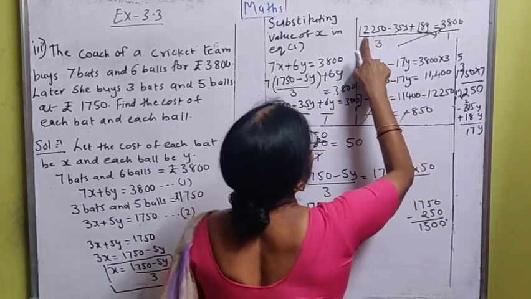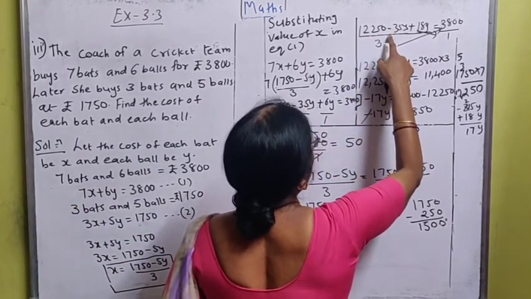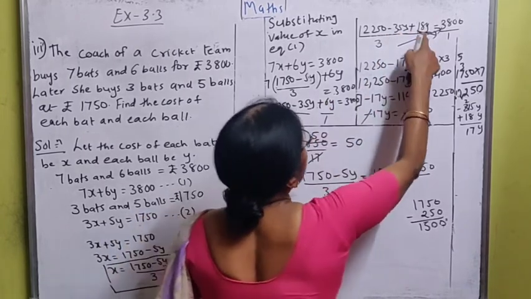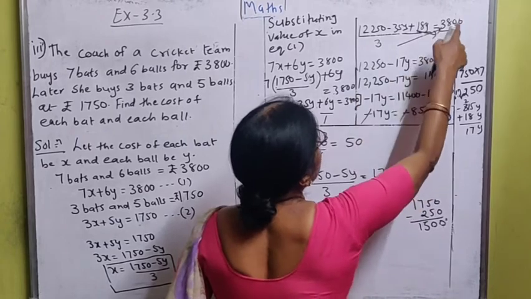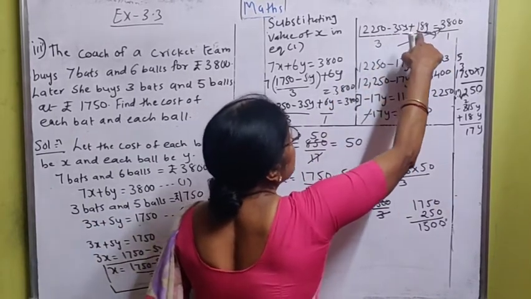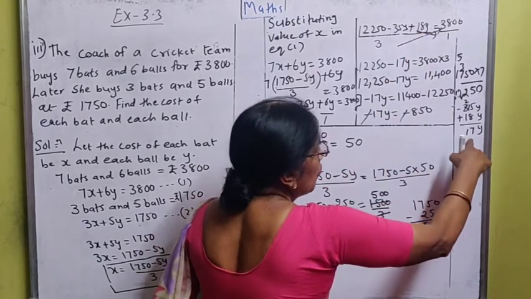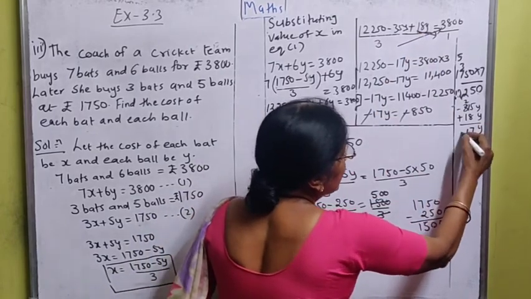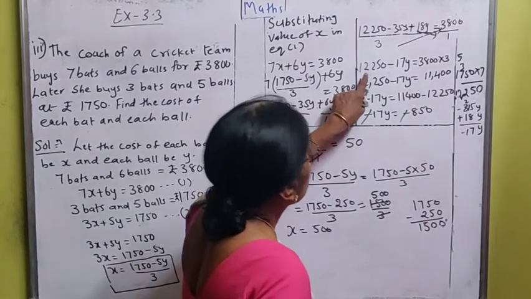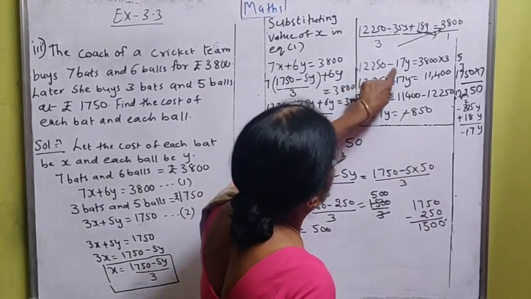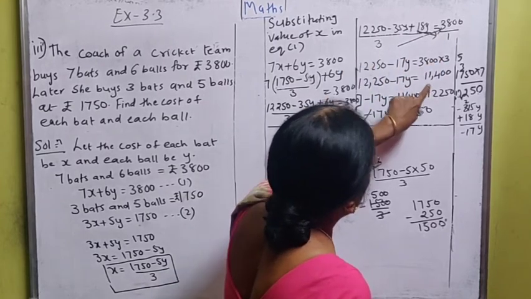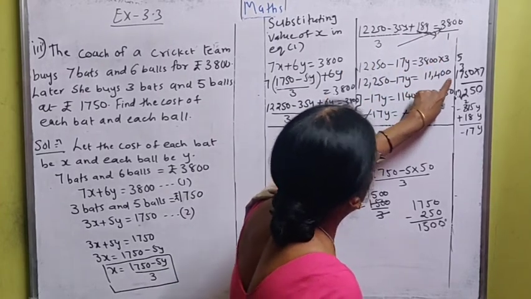So I got it as 12,250 minus 35y plus 6 into 3, 18y, whole divided by 3 is equal to 3,800. Minus 35y and plus 18y, I have shown you what you will get, minus 17y. So I wrote it as minus 17y. Now 12,250 minus 17y, 3,800 you have to multiply by 3, so I got it as 11,400.